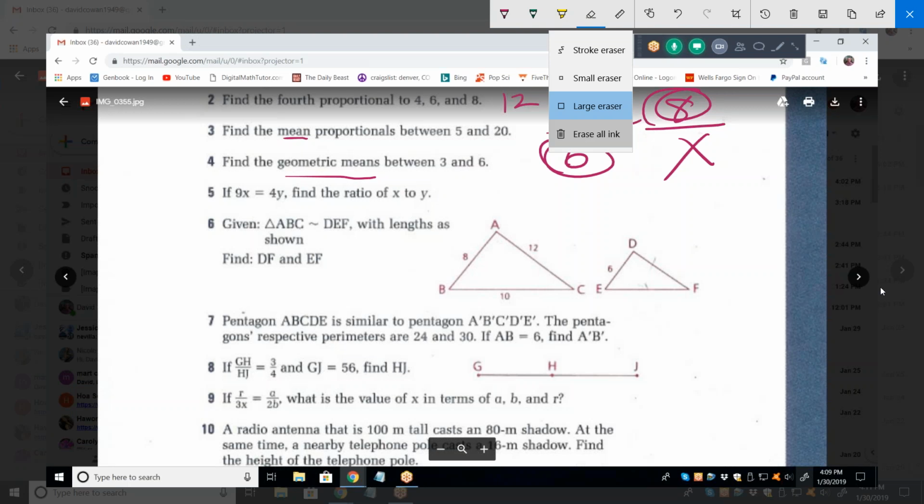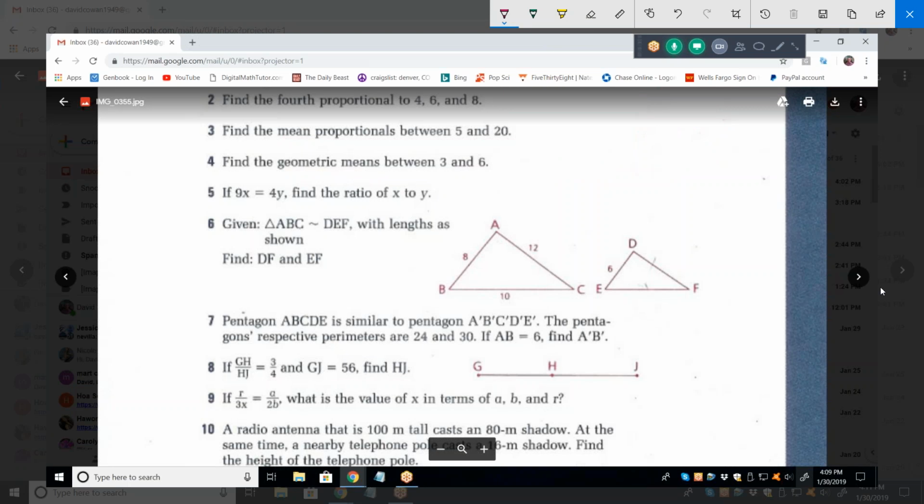Let's do 4. Give me the equation. The geometric mean between 3 and 6. Actually, this is important. I neglected to point that out. I think that this geometric mean is the same as that mean. And the only reason it says mean proportional is because there were two of them. Let's see if there are two of them with this one.